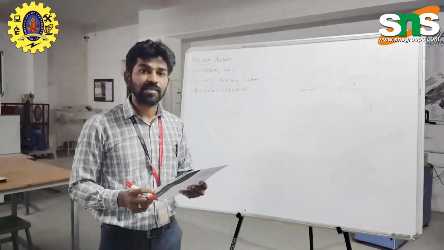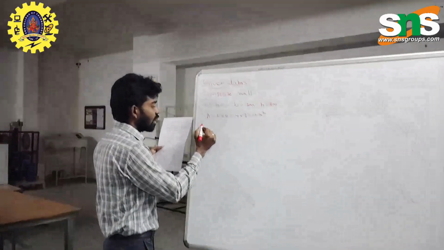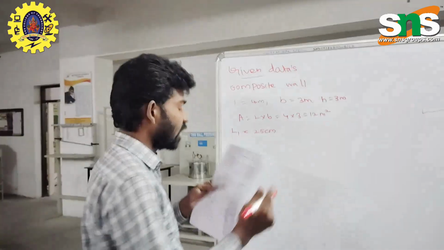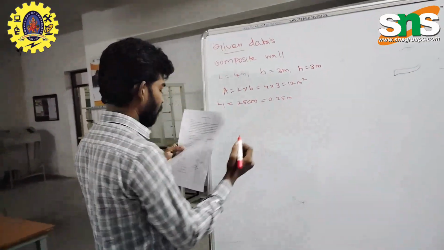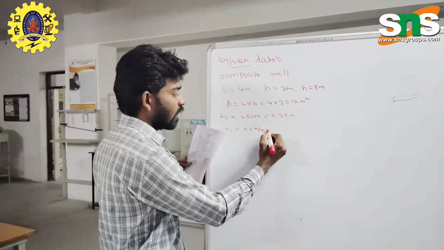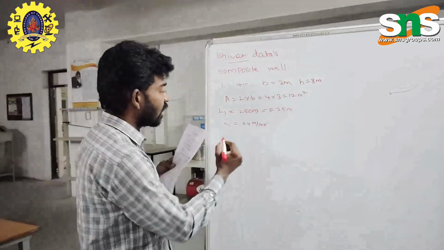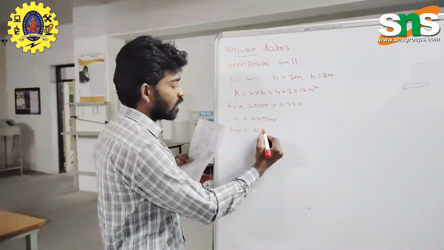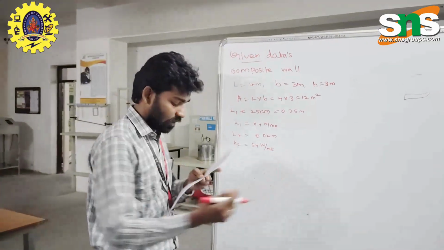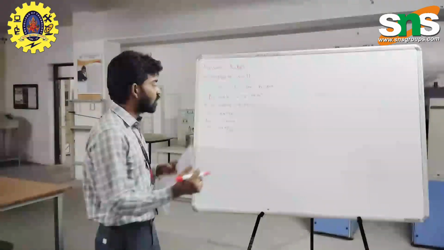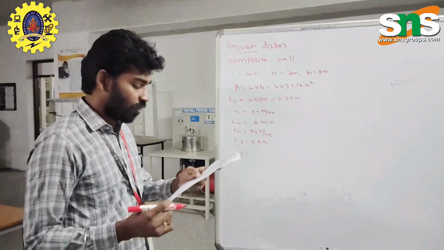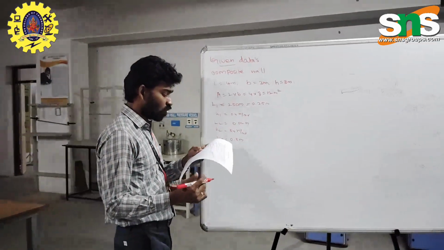For the individual sections, L1 is equal to 25 centimeters. We need to convert it into meters, which is 0.25 meter, and the thermal conductivity K1 is equal to 0.4 watt per meter Kelvin. Another section, L2, is equal to 0.02 meter and K2 is equal to 54 watt per meter Kelvin. The final section, L3, is equal to 0.8 meter and the thermal conductivity of the third section, K3, is equal to 0.2 watt per meter Kelvin.